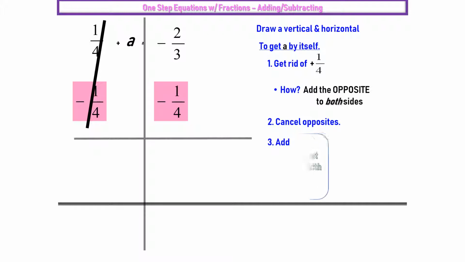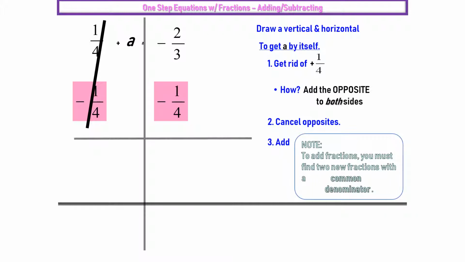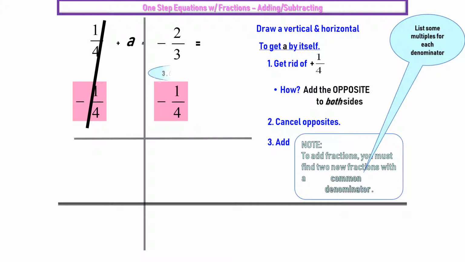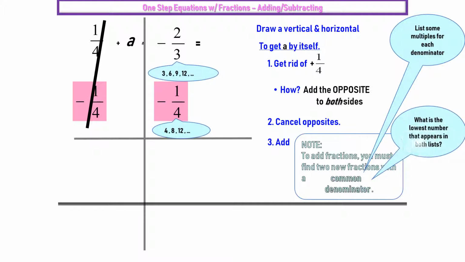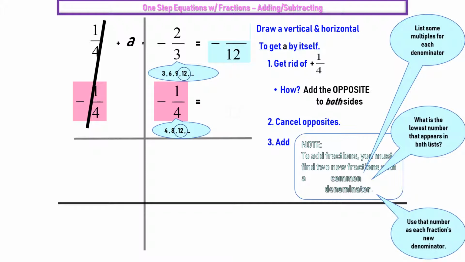In order to add fractions, we're going to have to find a common denominator. And so for a quick little review, here's how we can do that. Step 1. Let's take a look at the multiples of each denominator. Step 2. What's the lowest number that appears in both lists? It's 12. And so we're going to make that 12 each new fraction's denominator.